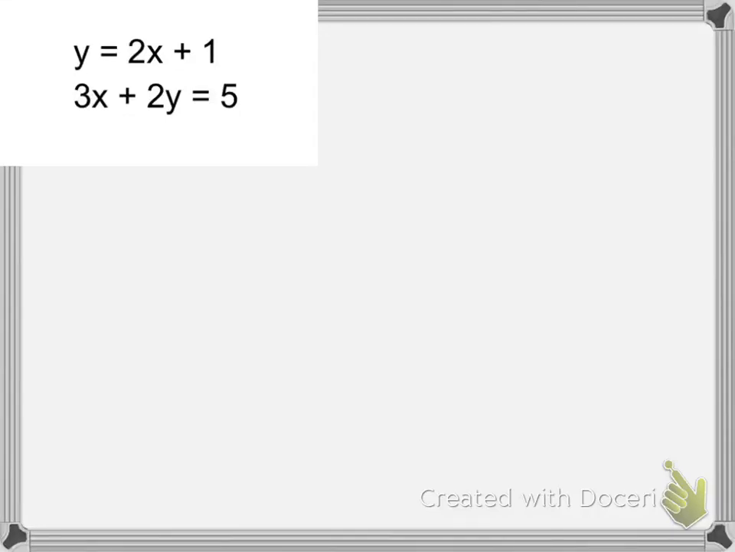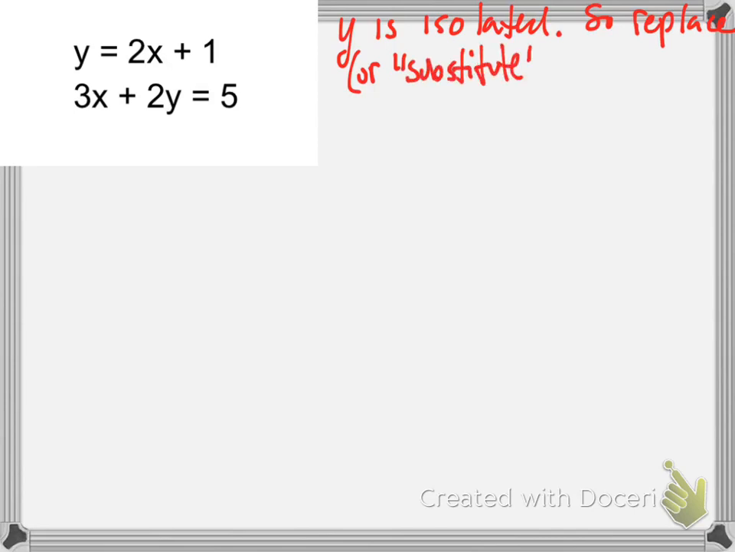So, solving by substitution is utilized when one variable is isolated. So in this case, y is isolated, so it's alone. So what we're going to do is replace or substitute y in the other equation. It's also called the replacement method.